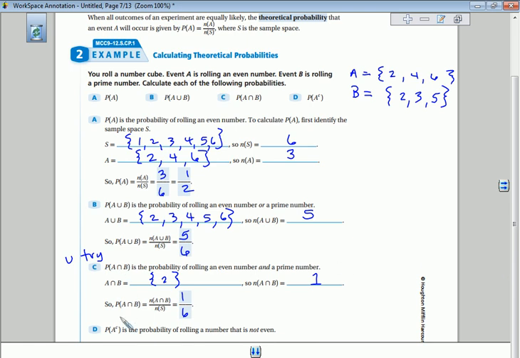So, the last question says the probability of the complement of A. Well, if A is rolling an even number, the complement of A is rolling an odd number. So wouldn't it also be 3 out of 6, or 1/2? Yep. Okay. Any questions?